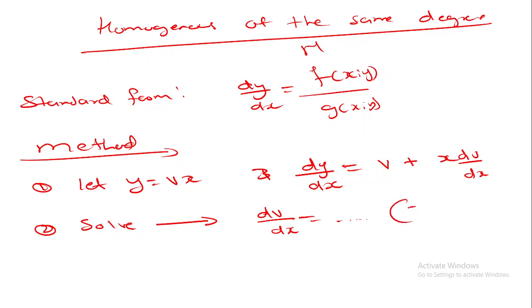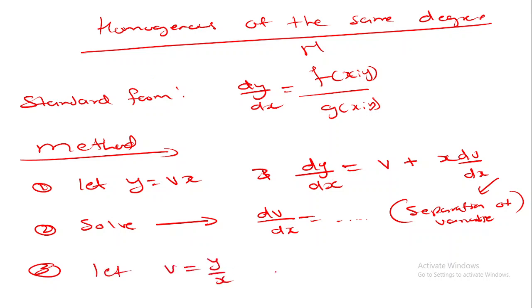After solving, you're going to end up with dv all over dx. When you reach this point, you're going to use separation of variable. And then the last point is that the moment you finish solving your separation of variable from homogeneous of the same degree, you're going to let v equal y over x, then you make y equal to something.